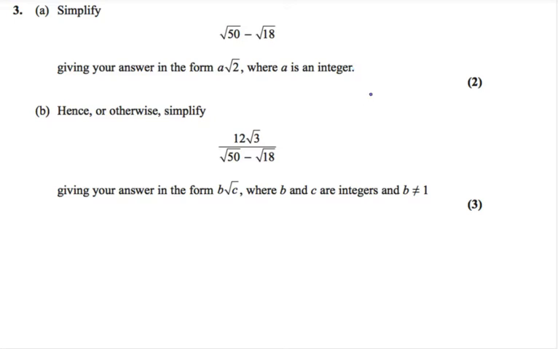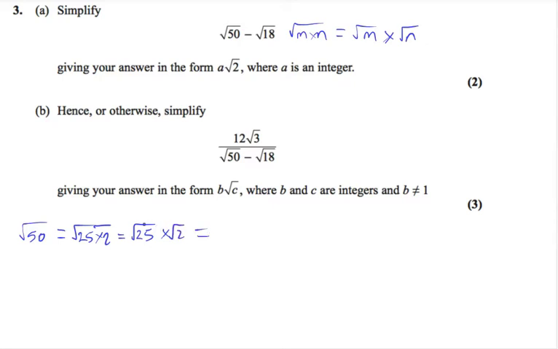To answer this question, we need to remember the rule of surds that states the square root of m times n can be written as the square root of m times the square root of n, where m or n, so one of the two, must be a square number. So 50 we can write as a product of 25 and 2 because 25 is a square number. Using the rule just given, this gives us root 25 times root 2. The square root of 25 is 5, so this becomes 5 root 2.